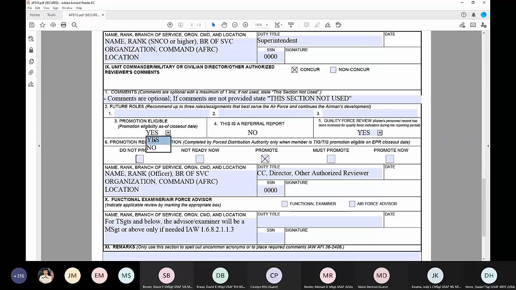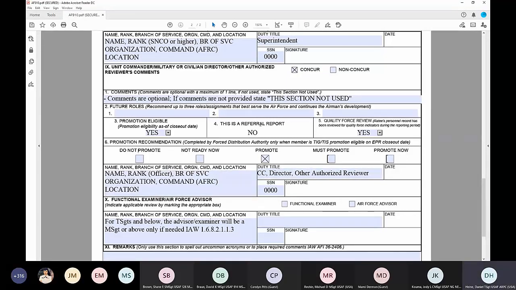If the member is promotion eligible, and there's a yes here, then there has to be a promotion recommendation checked. And this is up to whoever is signing section 9. They will choose the promotion recommendation that they feel the member should receive. Do not promote can only be used on a referral report, but you can choose not ready now or above if it's not a referral report. And that's just based on the commander's discretion for the member.